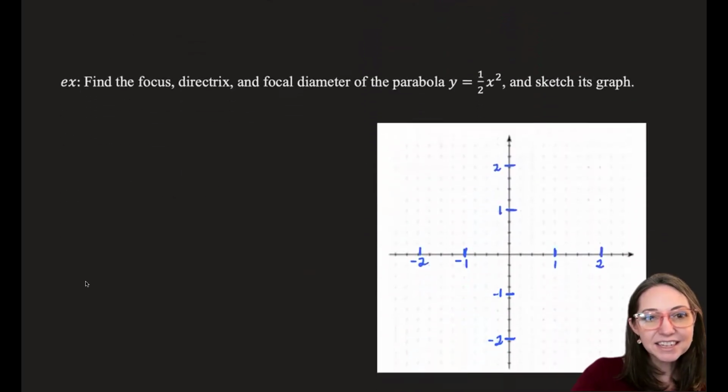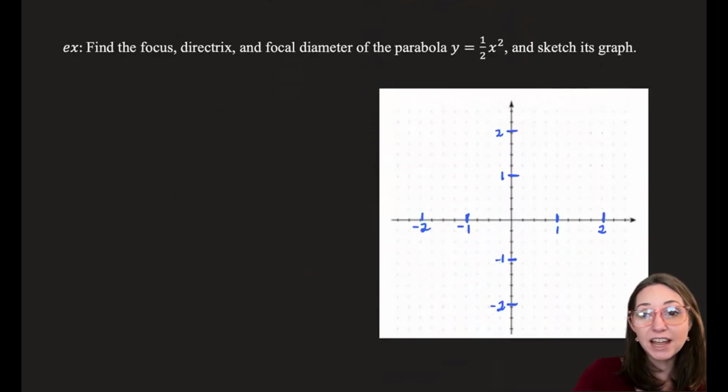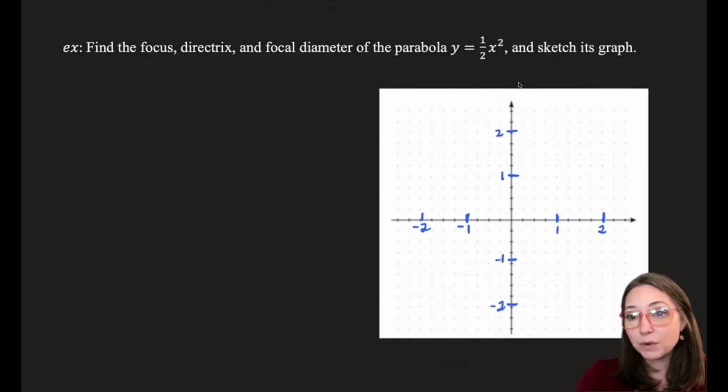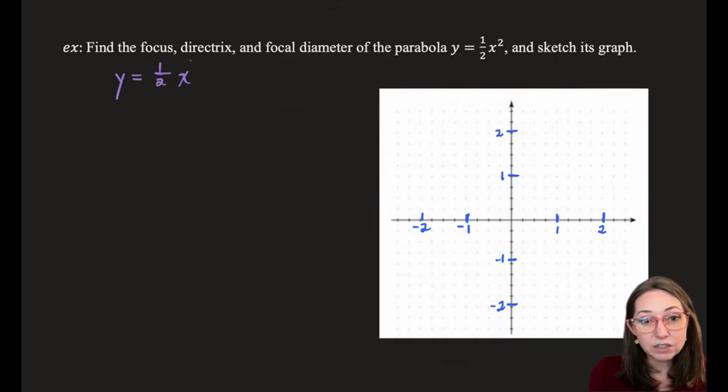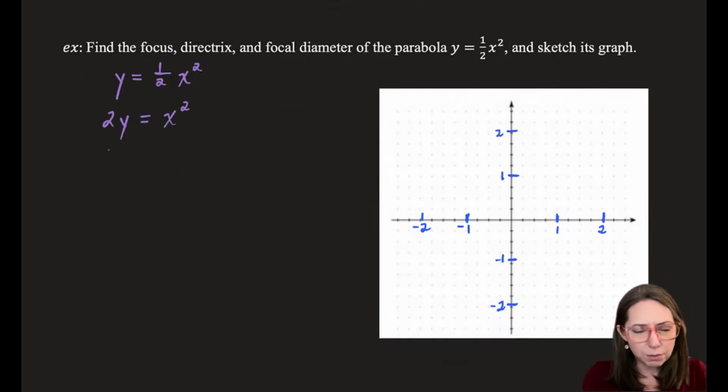Next, let's look at this example. We're going to find the focus, directrix, and focal diameter of this parabola, which is y equals 1/2 of x squared, and we will sketch its graph. First thing we're going to do is put it in standard form, and we're going to do that by solving for x squared. So if we have y equals 1/2 of x squared, and I multiply both sides by 2, then we have 2 times y is equal to x squared. Usually we write the x squared on the left, not that it really matters.